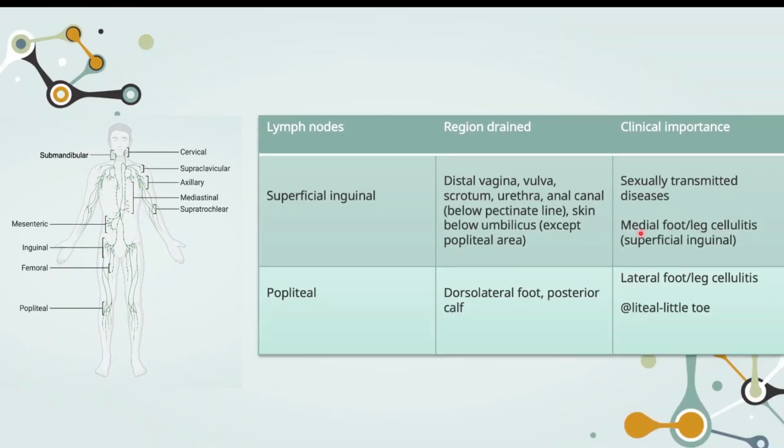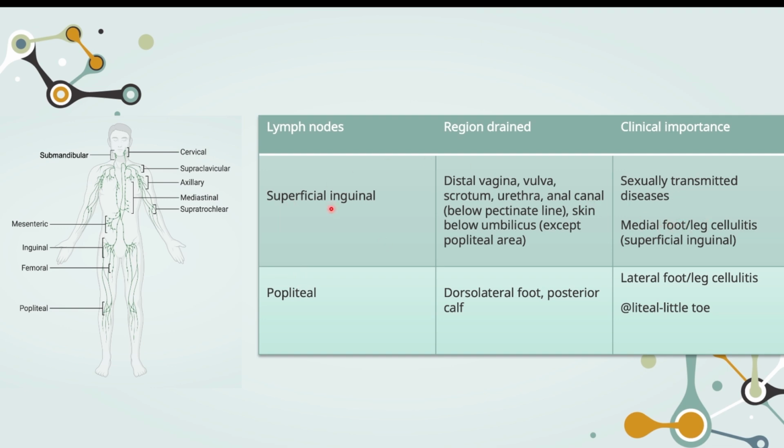Now, another highly tested question is the involvement of the foot. If the medial foot is involved, it will drain to the superficial inguinal lymph node. So if there is any infection of the medial foot, you need to understand that it will drain to the superficial inguinal. Now, if there is involvement of the lateral foot, then the popliteal lymph node will be involved. So the posterior calf and the lateral foot drain to the popliteal. But the medial foot drains to the superficial inguinal.